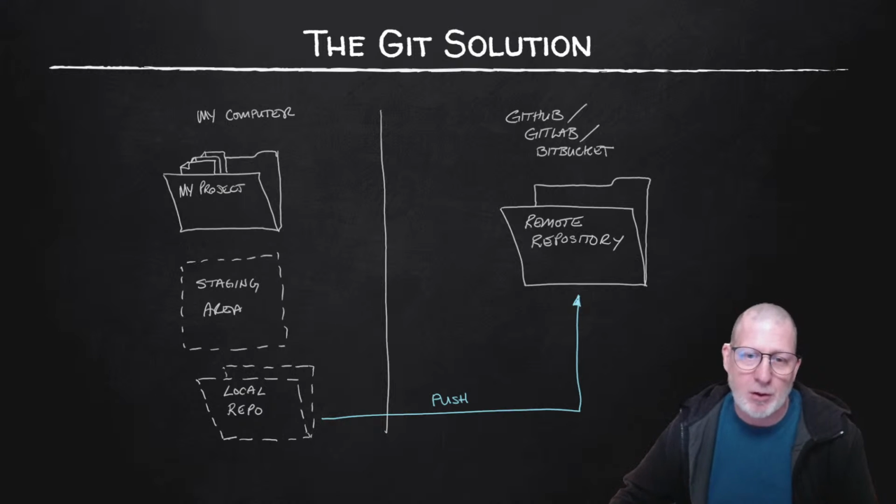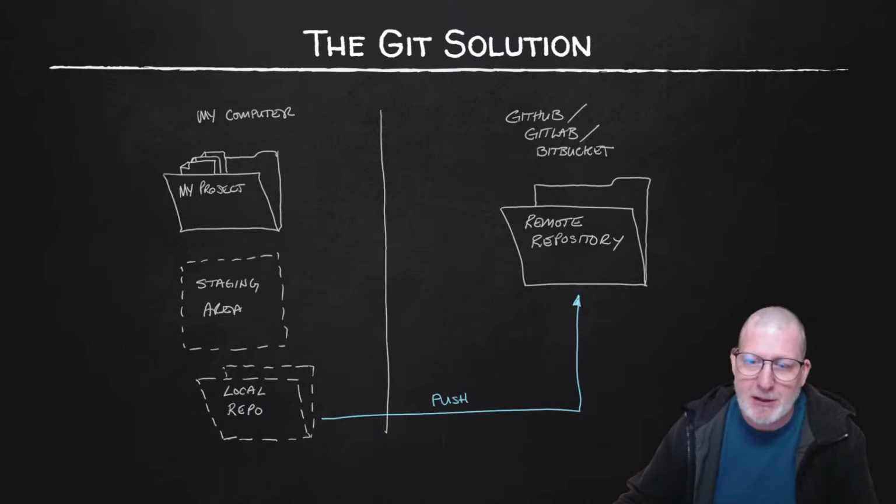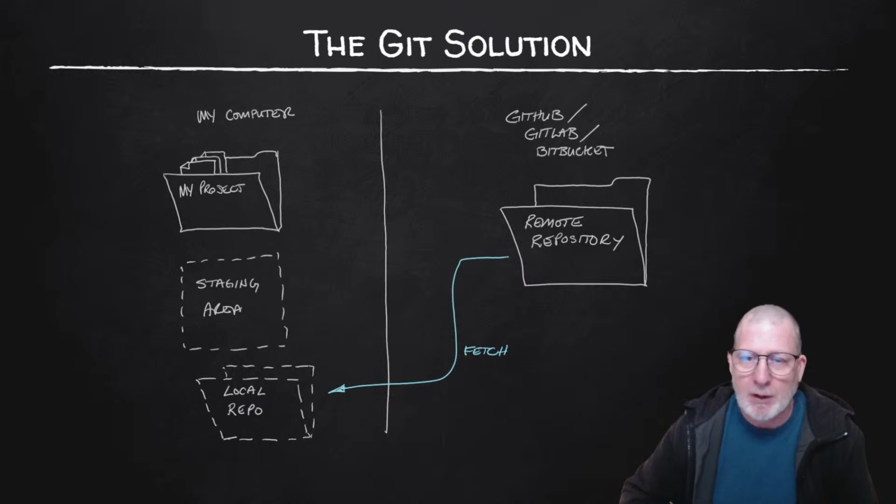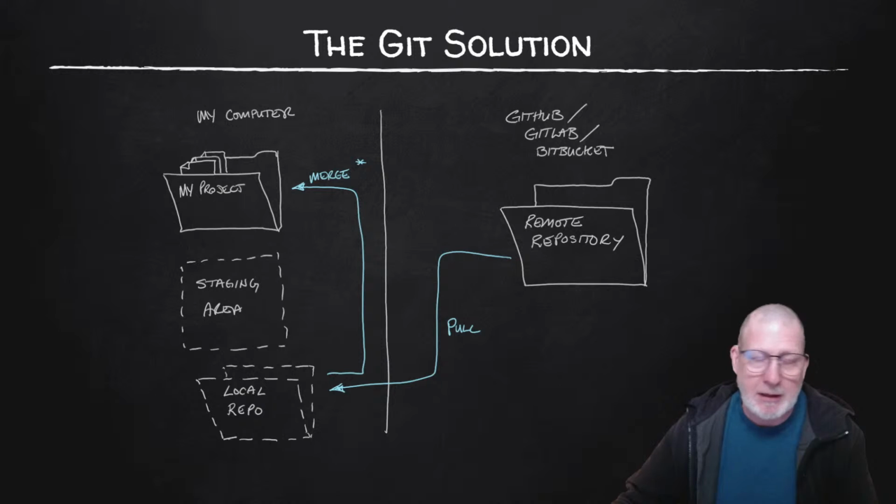You'll also notice in SourceTree there's a fetch button. What does the fetch button do? The fetch button does exactly what the pull does, except it just updates your local repository. It doesn't actually change your project folder. If you use the pull button, it pulls from the remote, updates your local, and then merges those changes into your local repository.